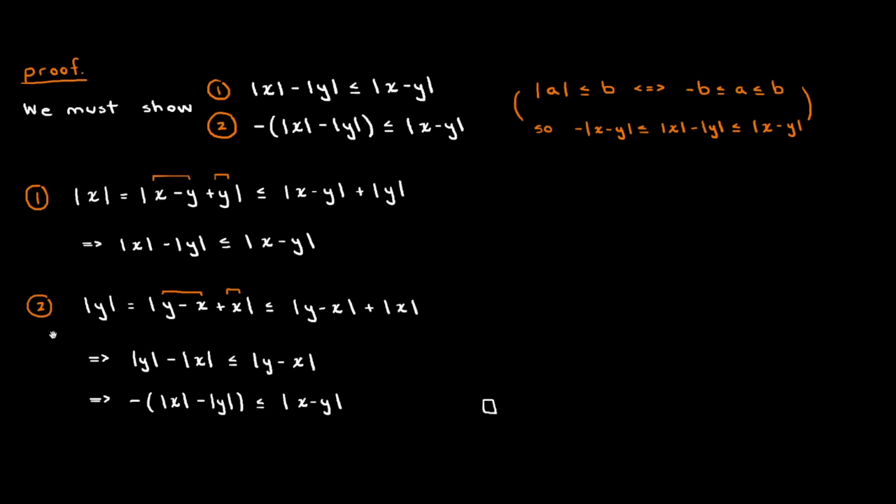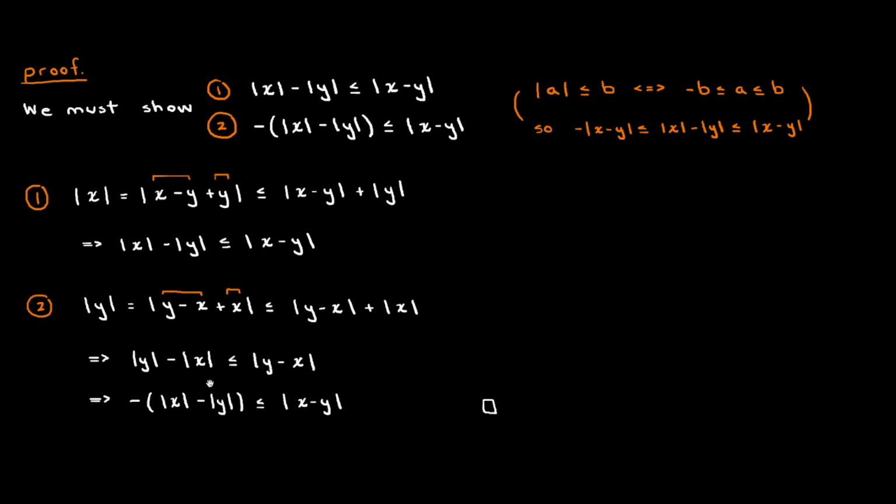Now let's show the second statement, and we will do something similar. We'll start off with the absolute value of y, and then we're going to add in a clever 0. This time let's subtract x and add x, and then think of y minus x as one number and x as another number. Then we will apply the triangle inequality here to say that this is less than or equal to the absolute value of y minus x plus the absolute value of x. Now we can subtract the absolute value of x on both sides and we'll get this result.